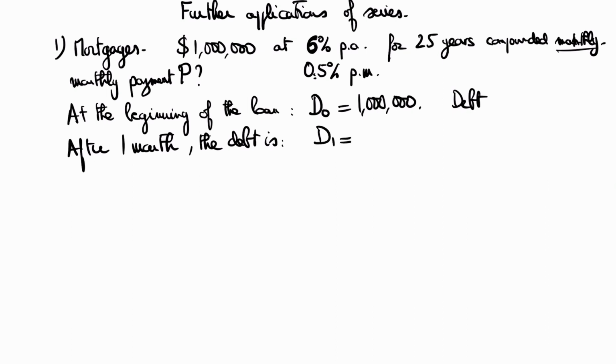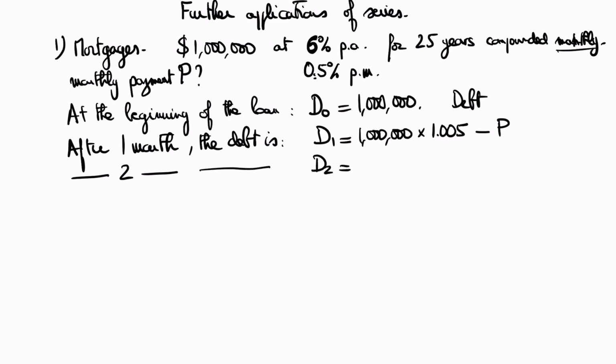Well, the $1 million that I had in debt has accumulated interest, so it's $1 million times, well, the monthly interest, so it's 1.005. So now my debt has increased. However, at the end of month 1, I make my first payment P, so I need to subtract my first payment P. Right. So after 2 months, the debt is what? D2.